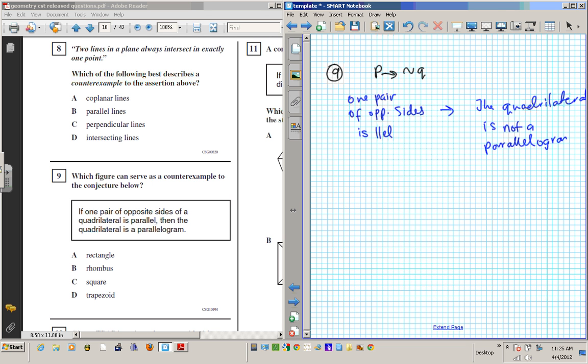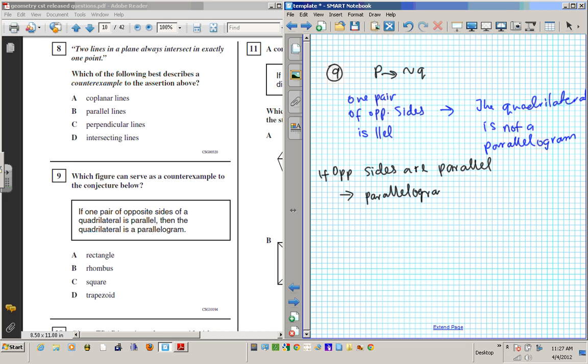If you can have the hypothesis implying the negation of the conclusion, then you have a good counterexample. Now we ask ourselves which of these options is a quadrilateral with at least one pair of parallel opposite sides but is not a parallelogram. A parallelogram basically means that opposite sides are parallel. If opposite sides are parallel, then you have a parallelogram. This is what it means to be a parallelogram.